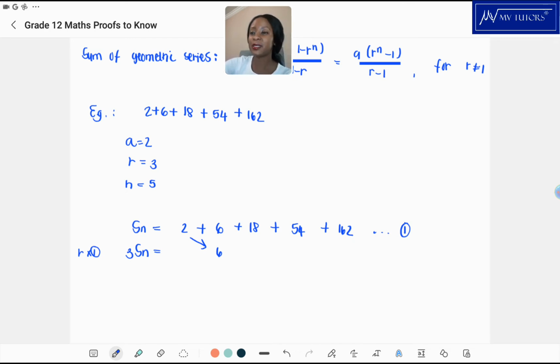So 2 times 3 would be 6. 6 times 3 would be 18. 18 times 3 would be 54. And it will go on and on like that. And then 162 times 3, 3 times 2 is 6, 6 times 3 is 18, carry 1. So that's going to be 486. I was just lazy to take the calculator out. So we have that.